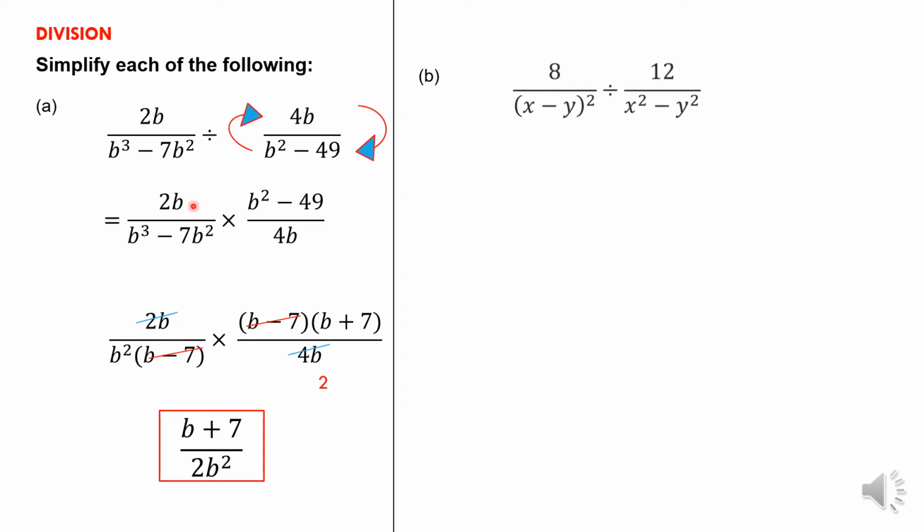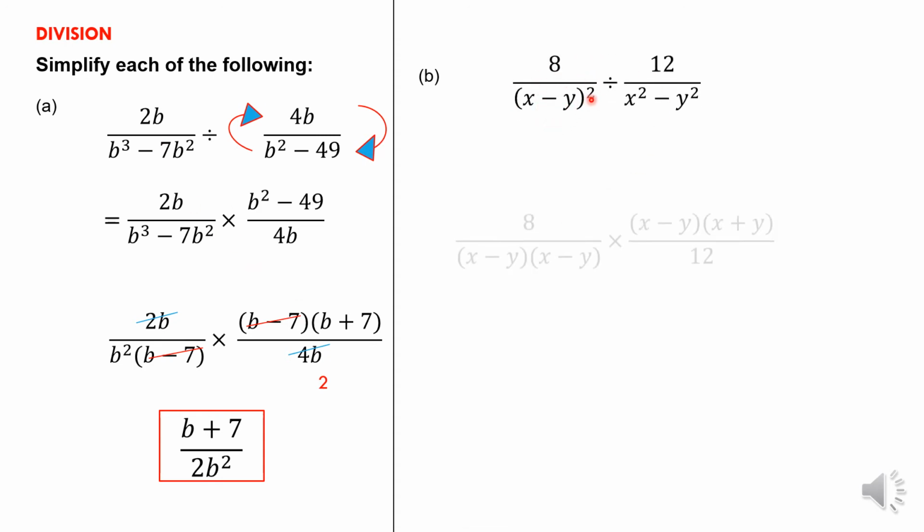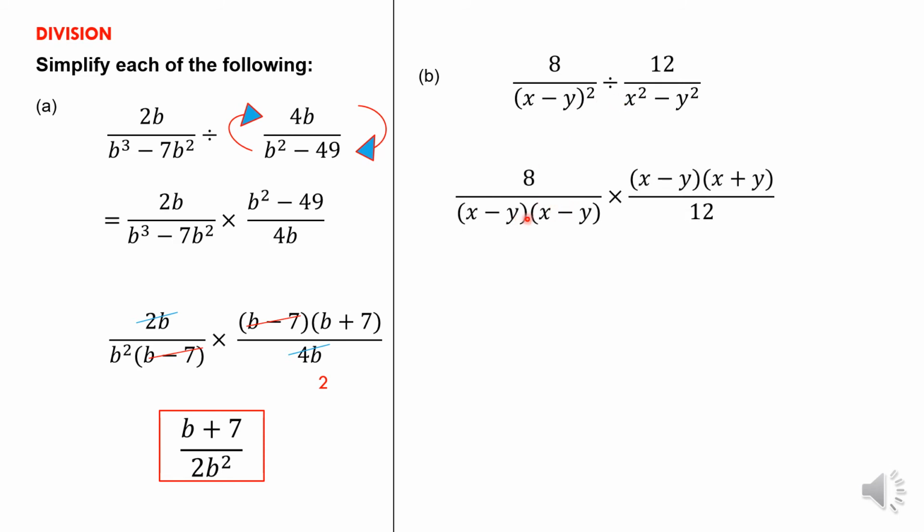And 8, of course, and 12, the number that goes into 8 and 12 is 4. 4 goes into 8 2 times, and 4 goes into 12 3 times. And then obviously the x minus y cancels. Alright, so you're going to be left with 2 in bracket x plus y and 3 in bracket x minus y. No need to multiply out the brackets.